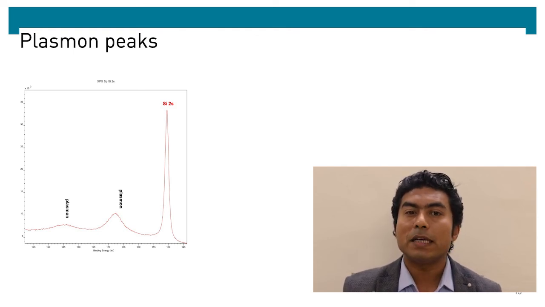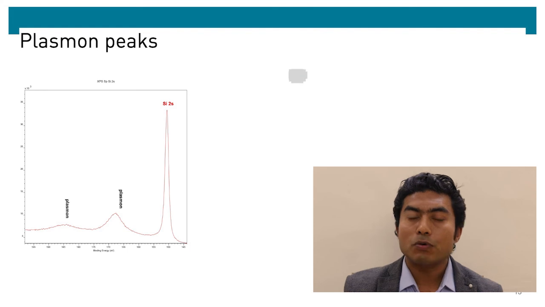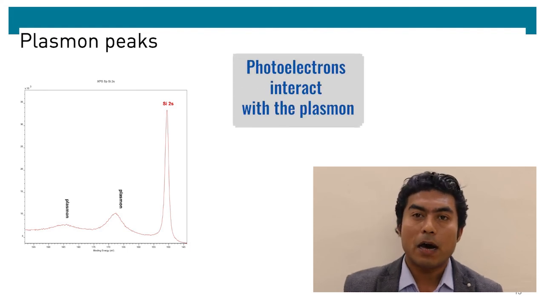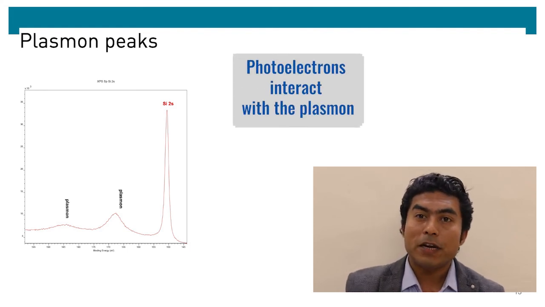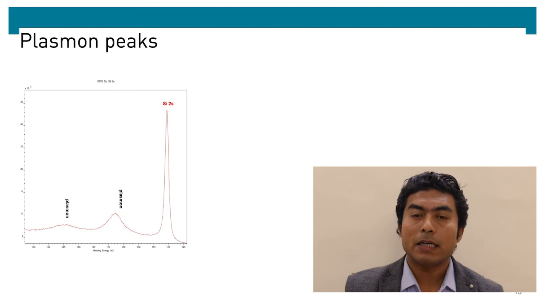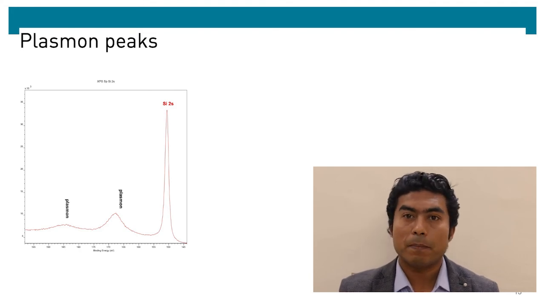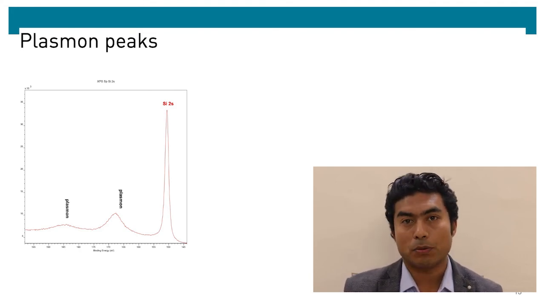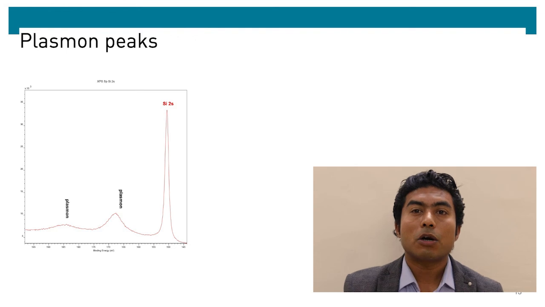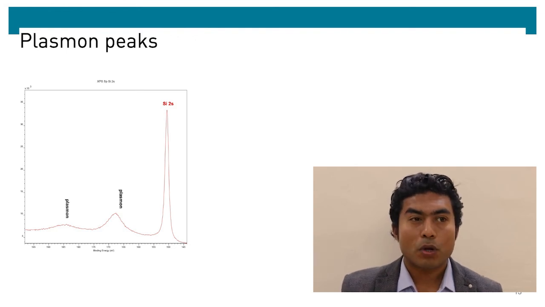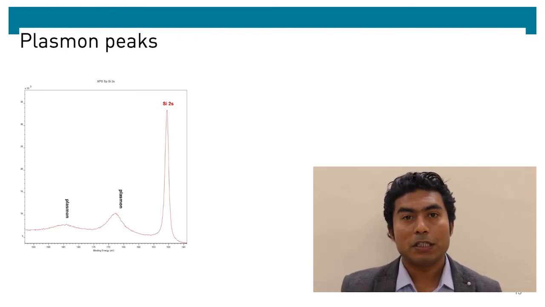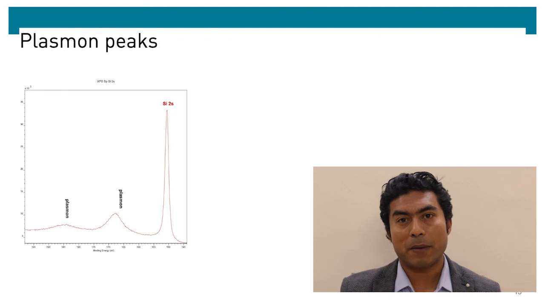The plasmon peaks appear when the outgoing photoelectron interacts with the free electron gas, or we call the surface plasmons and bulk plasmons as well. Okay, so these are the important features that we see in a typical X-ray photoelectron spectrum.